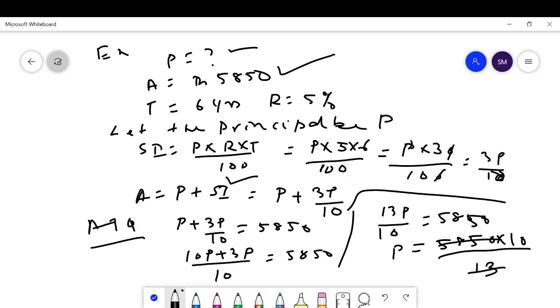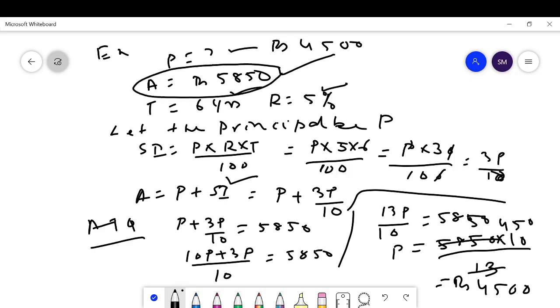Then here you take 13: 13 fours are 52, then 65, 450. Then you get the amount 4500. Here the principal is 4500. When the principal 4500 is invested for 6 years at the rate of interest 5%, you get the amount as 5850.